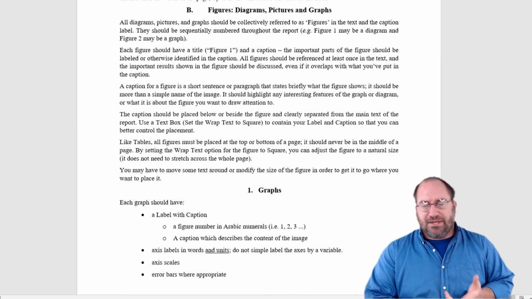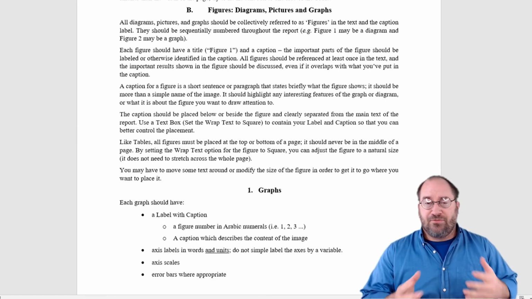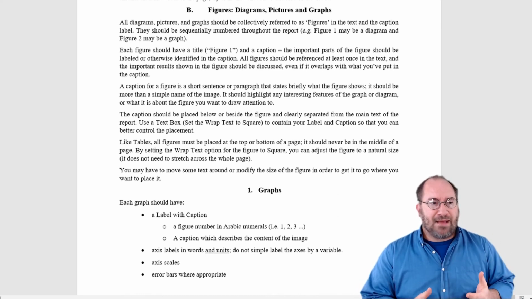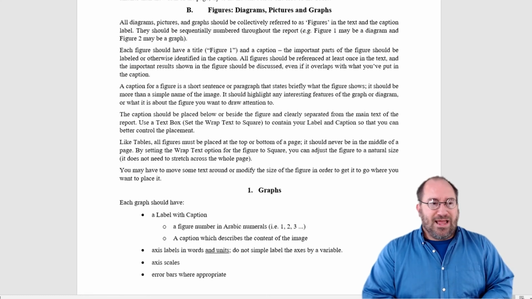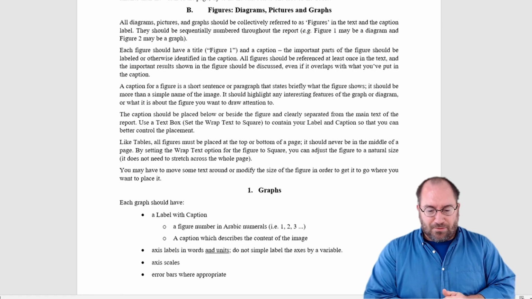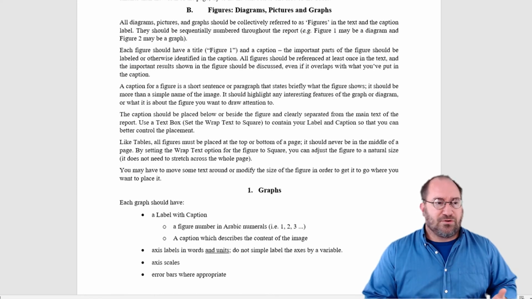Figures, pictures, graphs, diagrams, these all fall under the umbrella term figures. So anything that's pictorial in any way, you want to capture or label as a figure. That way you only have tables and figures to keep track of when you're making your report. Figures should be labeled with Arabic numerals 1, 2, 3 in the traditional English way.